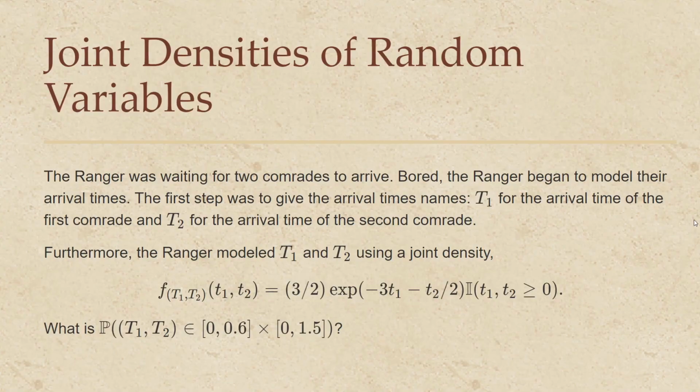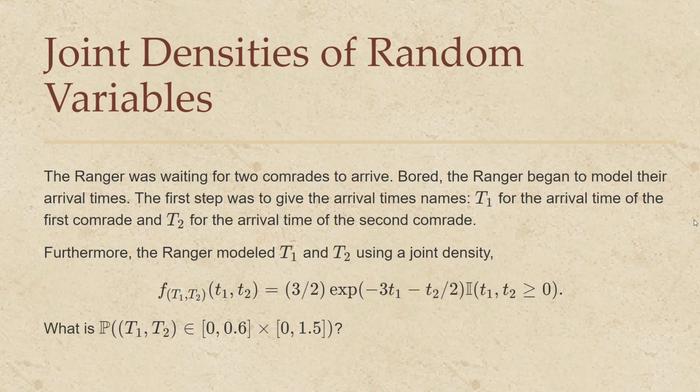The ranger was waiting for two comrades to arrive. Bored, the ranger began to model their arrival times. The first step was to give the arrival times names: T1 for the arrival time of the first comrade, and T2 for the arrival time of the second comrade. Furthermore, the ranger modeled T1 and T2 using a joint density.